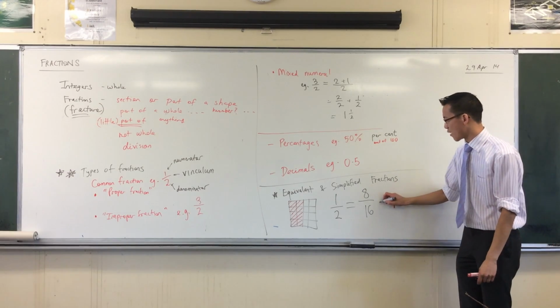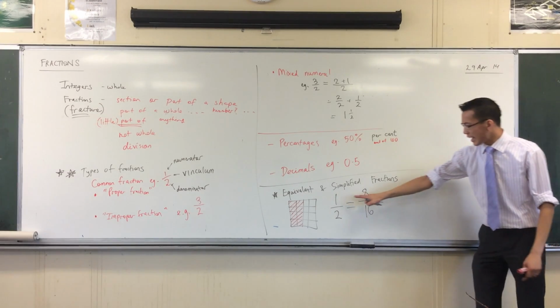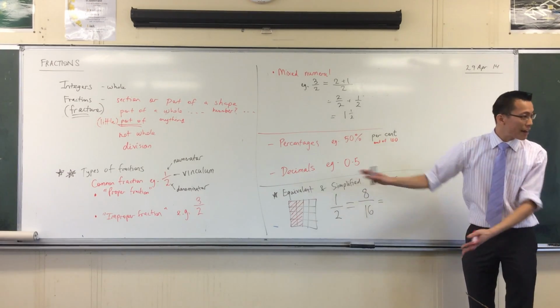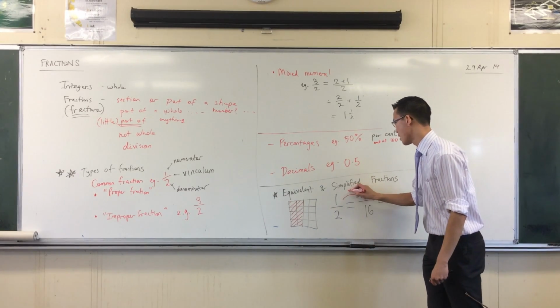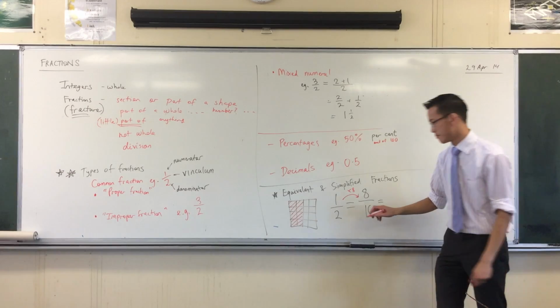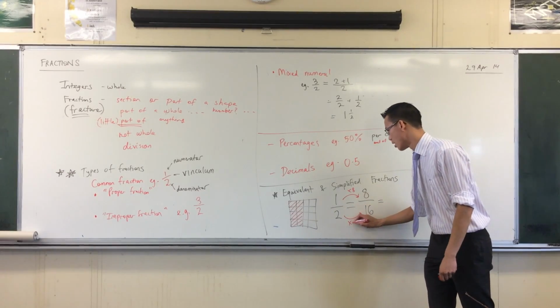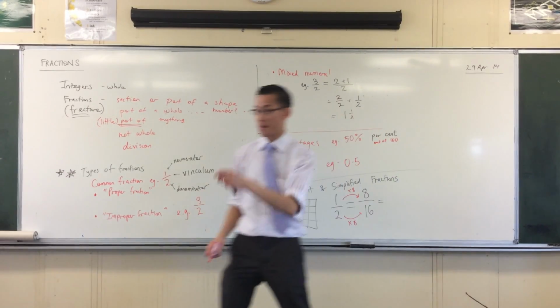So you can see here, right? How did I get this? The numerator and the denominator. If I multiply them by the same number, I multiply by 8 on the top and 8 on the bottom. They're all the same.